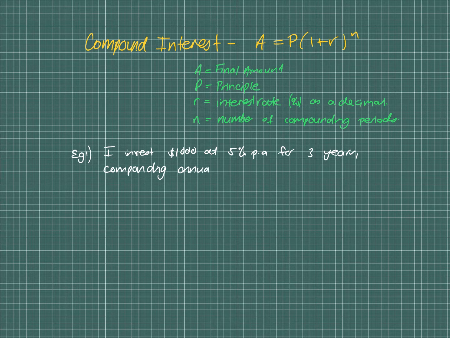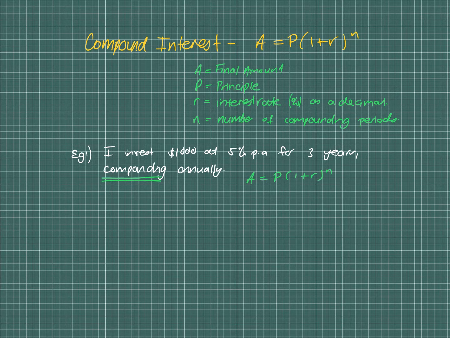Okay. Now, I guess my first question to you will be, how do I know that this is compound interest? Well, reflect back to what I said to you originally. If you don't see a word that says compound or compounding, then it's going to be simple. But the minute I see that compounding word, I know that it's going to be A equals P brackets 1 plus R the power of n.